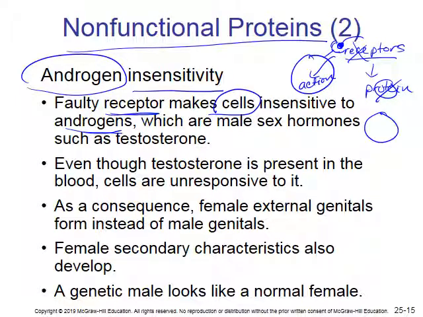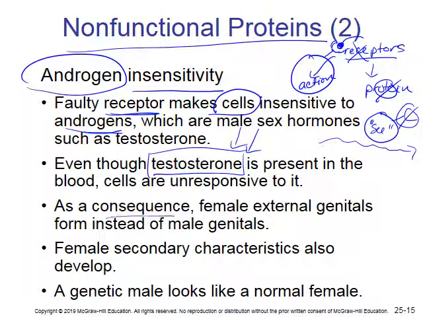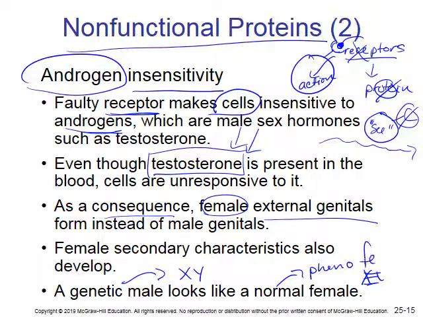So you have all of these cells that have no receptors. There is testosterone. You're a male, you're producing testosterone, but the testosterone just goes right by the cells. The cells can't see the testosterone because they don't have the receptors for it. As a consequence, these males are going to develop female genitalia. They're going to develop secondary female characteristics. So genetically, if we were to look at the DNA, the karyotype, they would be a male genetically, but phenotypically, they're going to look like a female.